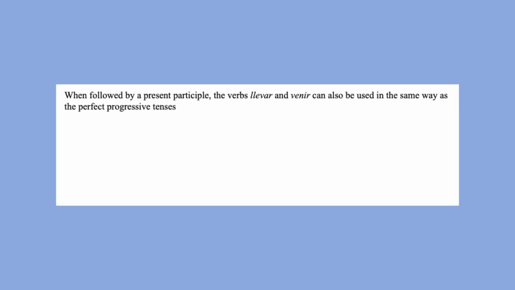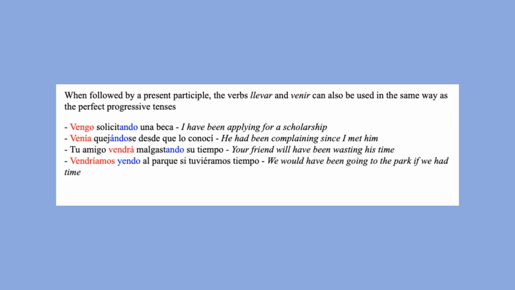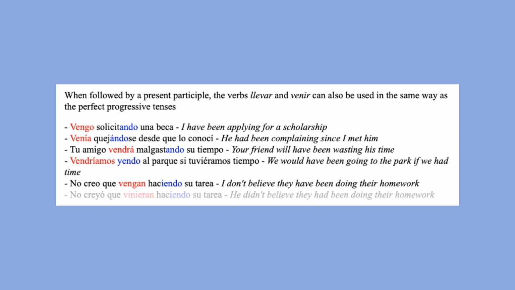We briefly went over this, but you can use the verbs llevar and venir followed by a present participle in the same way as the perfect progressive tenses. Vengo solicitando una beca. Venía quejándose desde que lo conocí. Tu amigo vendrá malgastando su tiempo. Vendríamos yendo al parque si tuviéramos tiempo. No creo que vengan haciendo su tarea. No creyó que vinieran haciendo su tarea.